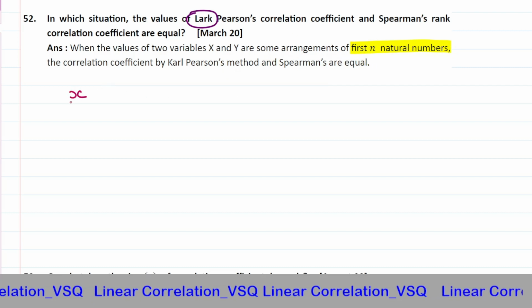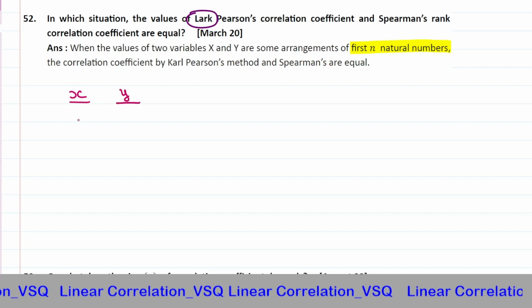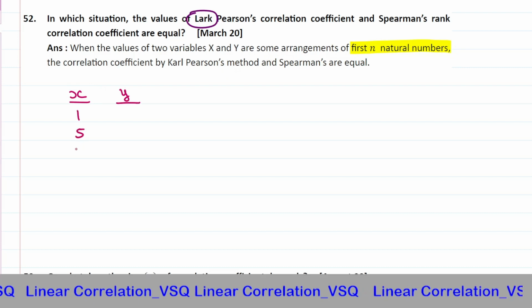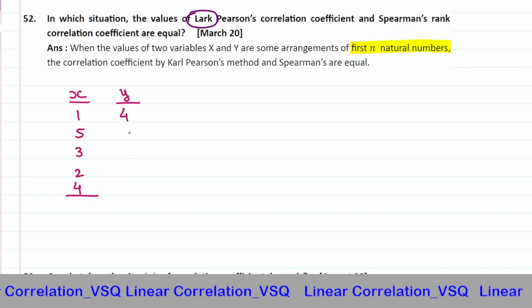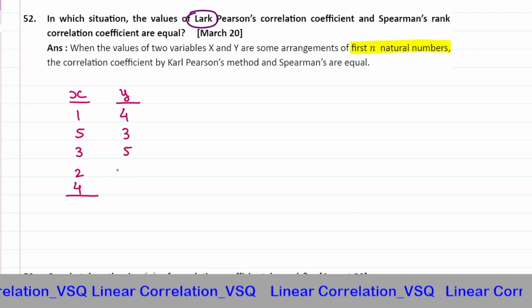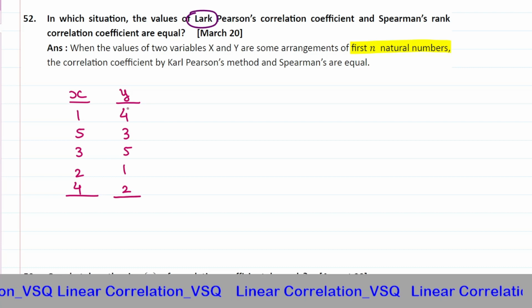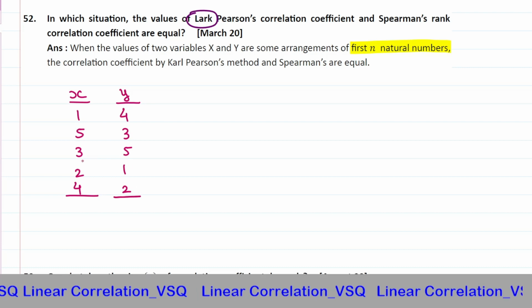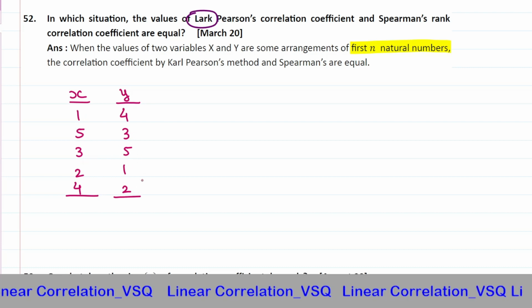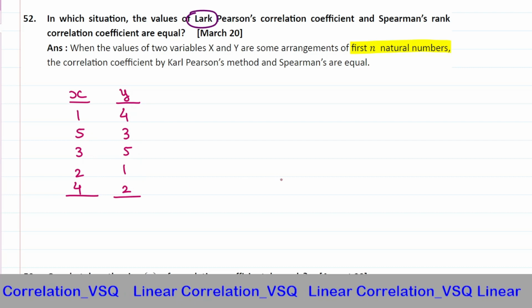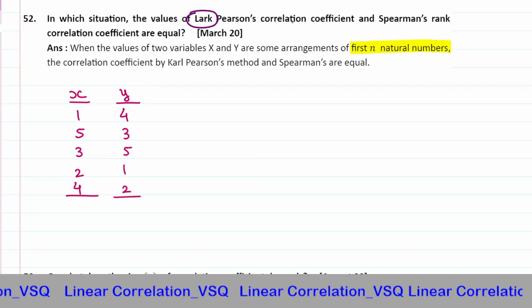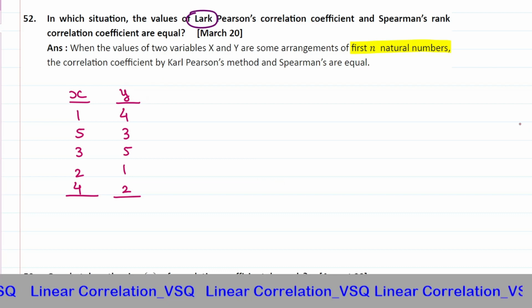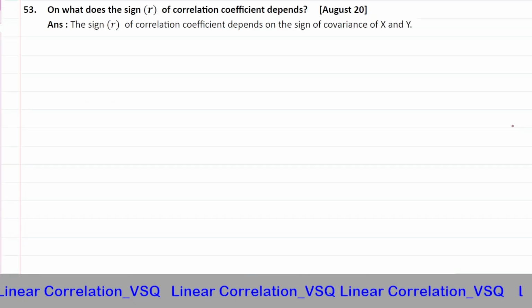For example, x is given by 1, 5, 3, 2, 4, and y is given by 4, 3, 5, 1, 2. Okay, see the pair. x is the first five natural numbers and y is also the first five natural numbers. In this type of situation, Karl Pearson's and Spearman's rank correlation coefficients are equal.